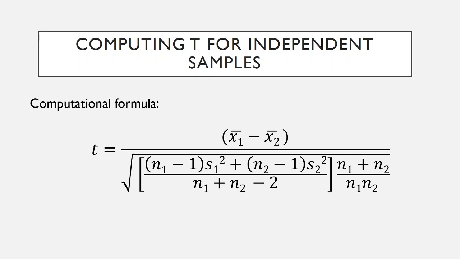Okay, S sub 1 squared. If you remember back to when we learned about descriptive statistics, that's your variance for group 1. Okay, S sub 1 squared. Recall that variance is S squared because your standard deviation is just S, because the standard deviation is the square root of the variance. So S squared is your variance.